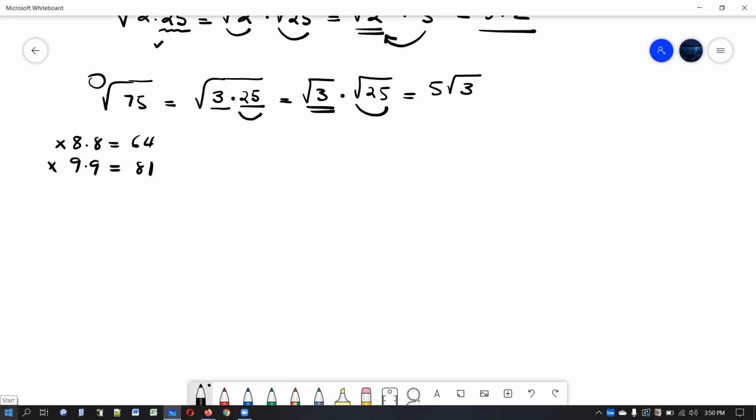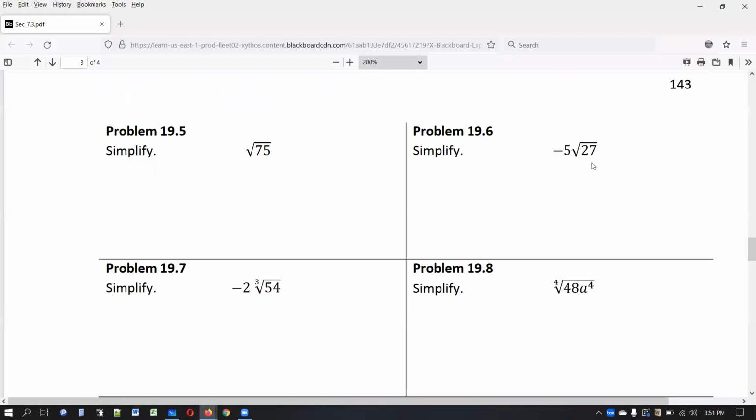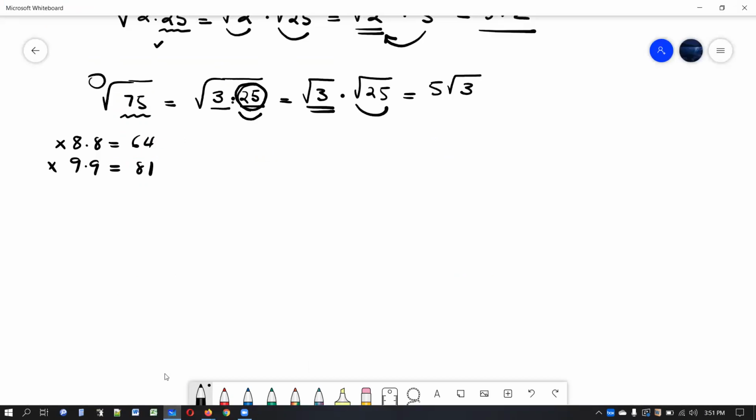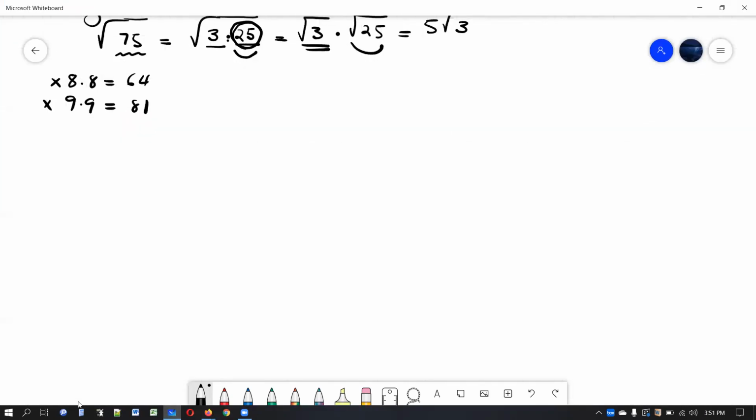Okay. And remember, right? We want to break this number so that one of the two numbers as a product is a number that I can take the square root of in this case. Okay, so let's take a look at the other problem. So let's do -5 radical 27. So -5 radical 27.